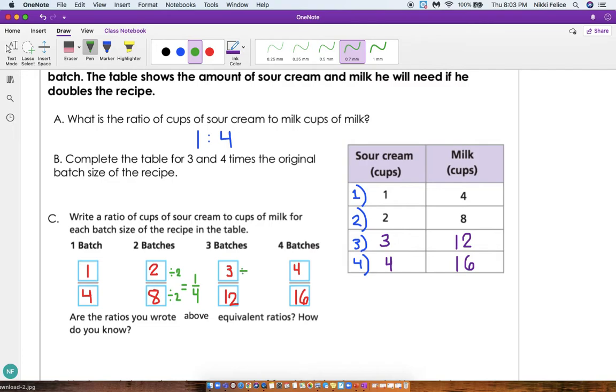Same thing here. If I simplify 3/12 by dividing the top and the bottom both by 3, I get 1/4, which is again the same thing as our original ratio. And then finally, if I divide the top and bottom of the last by 4, I'm going to get 1/4. So yes, these are equivalent ratios because they all have the same simplified ratio. If I simplify all of these, they are all equivalent to 1/4.